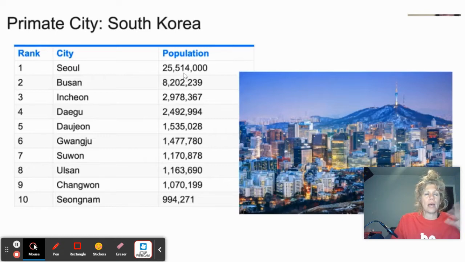So the impact that you have with a primate city is obviously a city this large is going to have a huge impact on everything like economics, social aspects, political aspects. But the problem is all the resources are going to be in that primate city. And the downfall of that is that all the resources are going to be in that primate city and therefore not spread throughout the country. So for example, if Seoul, South Korea is doing really badly, that city is not doing well, then that means the whole country is probably not going to be doing well either.